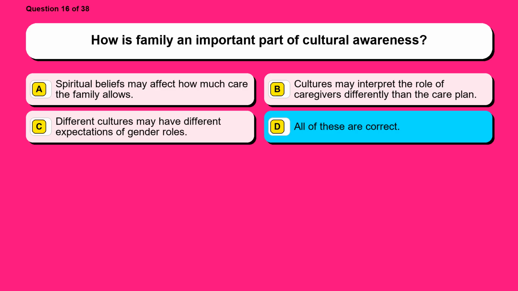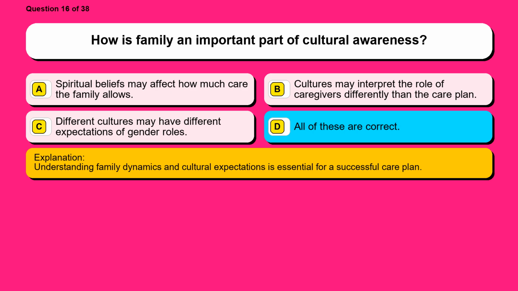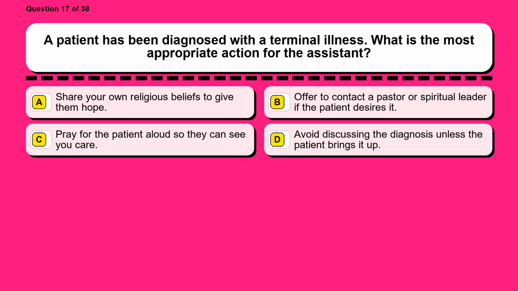The correct answer is option D. All of these are correct. Understanding family dynamics and cultural expectations is essential for a successful care plan. Question 17. A patient has been diagnosed with a terminal illness. What is the most appropriate action for the assistant?